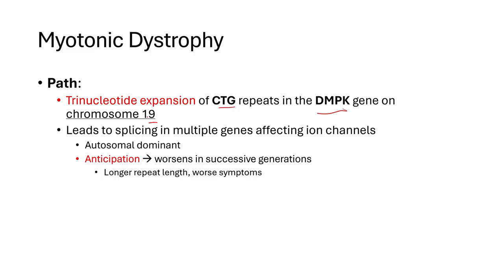And this is thought to be linked to anticipation, very similar to how Huntington's is caused. Thus, this is worsened in successive generations. Essentially, the longer the repeat length, the longer the CTG repeats, the worse the symptoms. And this all has to go back to the splicing that we see in multiple genes. The longer it is, the more splicing that happens, the more genes are affected.